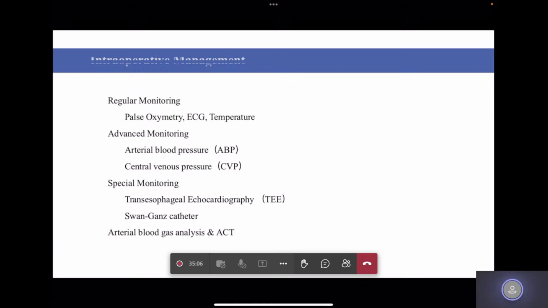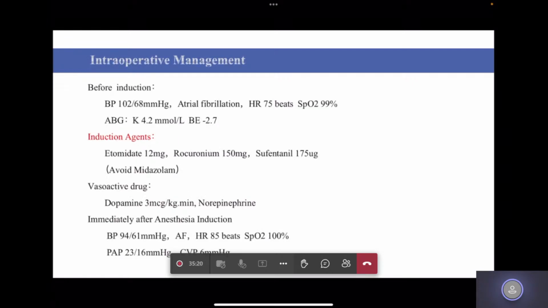Because in these end-stage patients, acidosis reduces the effect of vasoactive drugs. For patients with severe heart disease, in our center, we tend to choose etomidate as the sedative and a high dose of sufentanil as the analgesic. We also try to avoid midazolam, because the combination of sufentanil and midazolam has a strong cardiovascular inhibitory effect.